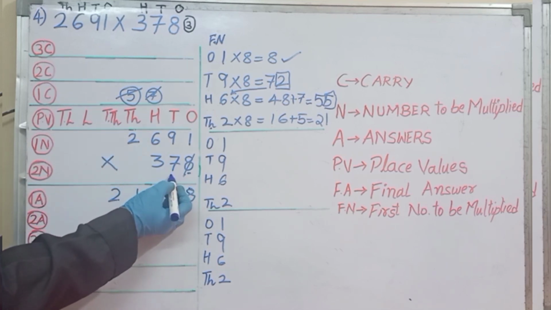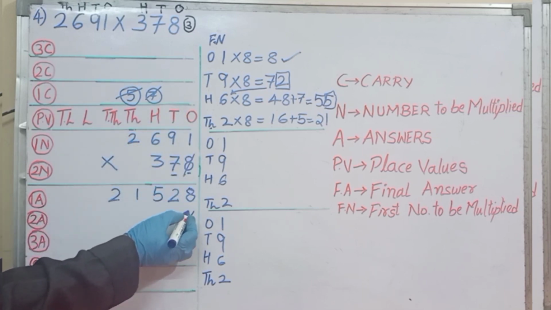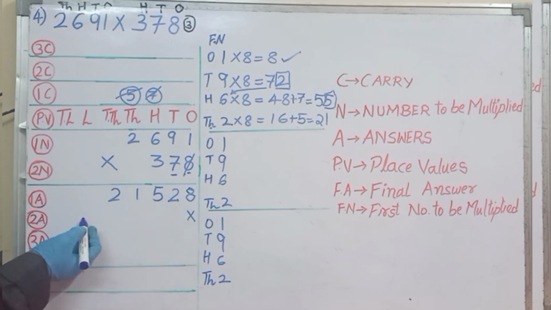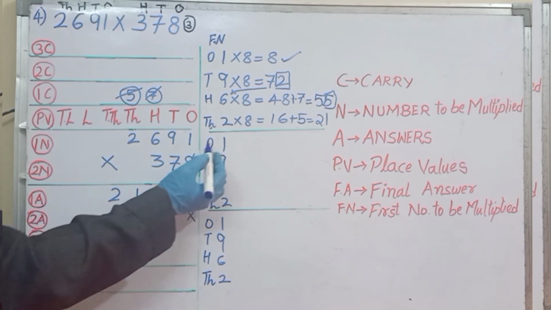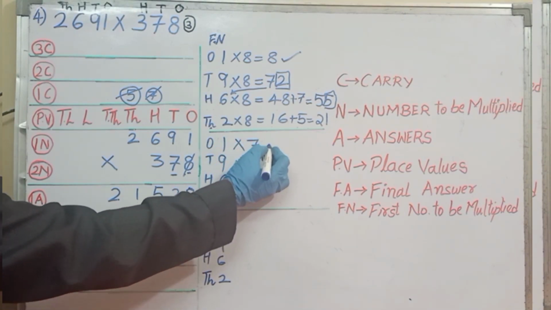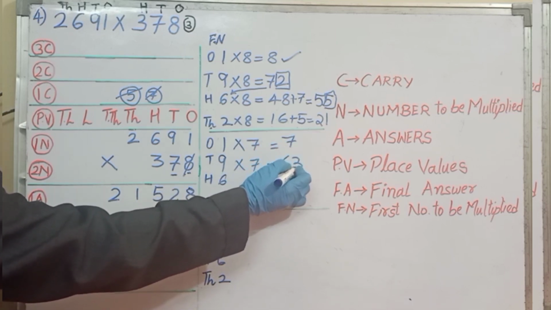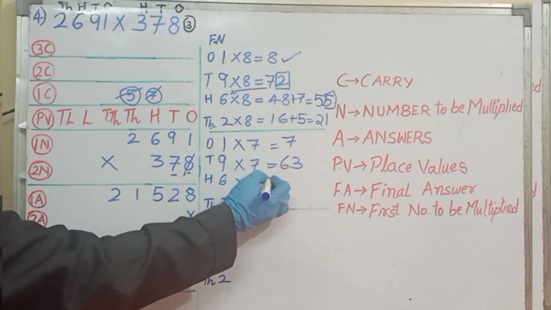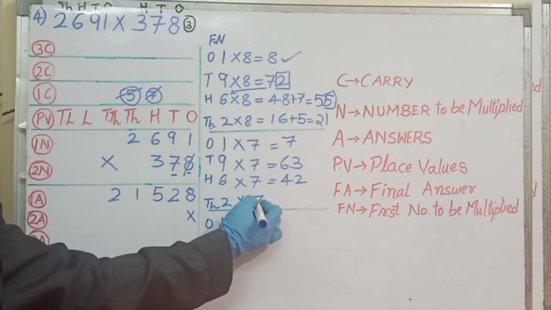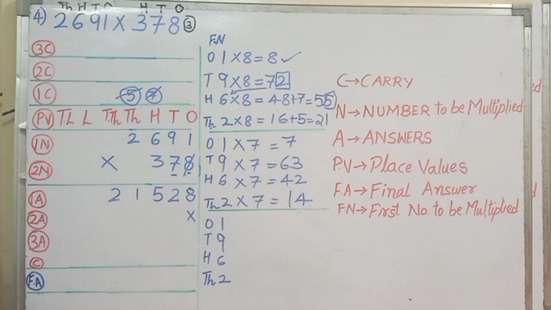Now we have to multiply with 7. One's place multiplication is over, so in one's place I will strike off this number, and then I will write the answers from here. With what do I have to multiply? With 7. So this box I will multiply with 7. 1 7s are 7. 7 9s are 63. 6 7s are 42. 2 7s are 14. So I'll write down the answers here.